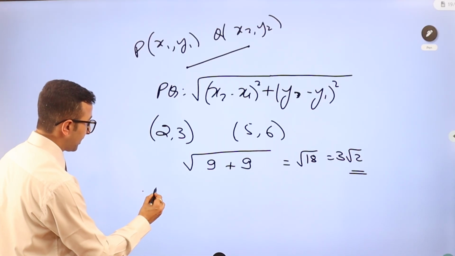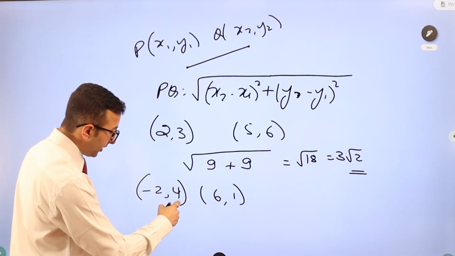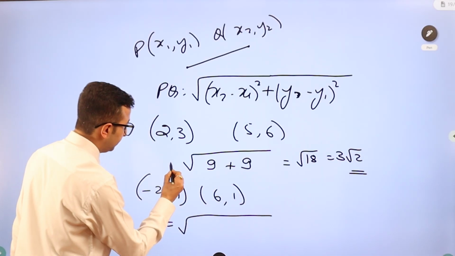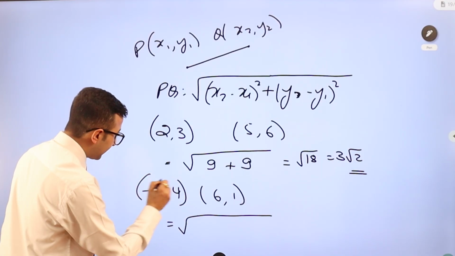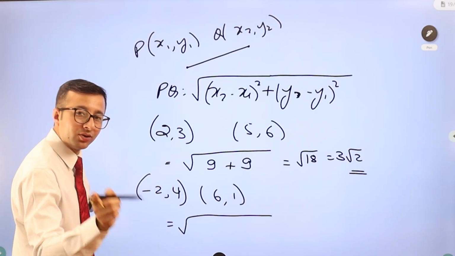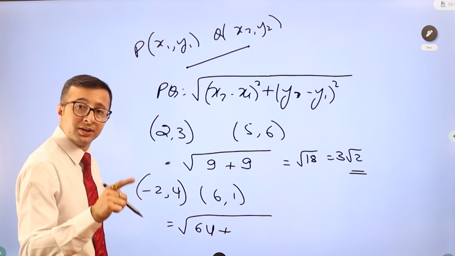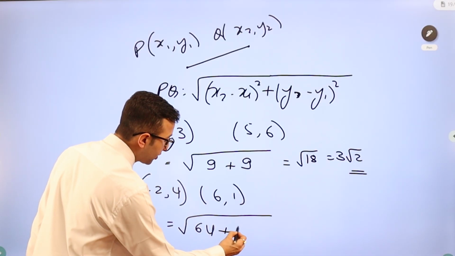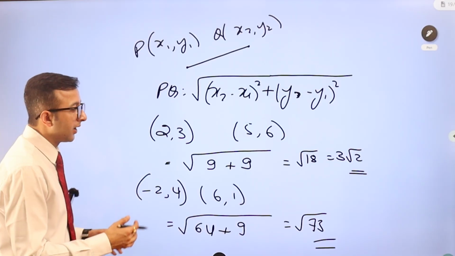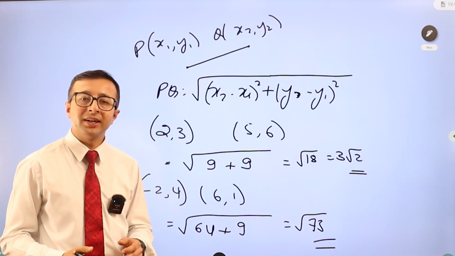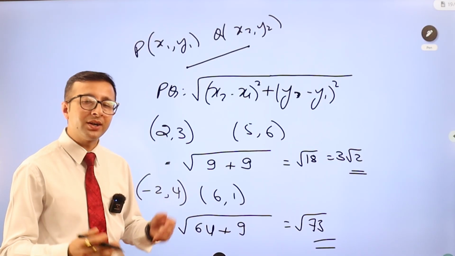Suppose you have negative numbers, like (minus 2, 4) and (6, 1). Under this case, square root. For minus 2 and 6, you have to check x only. 6 and minus 2 have opposite signs, so go for addition. 6 plus 2 is 8. 8 square is 64. And 4 and 1 have the same sign, so subtract: 4 minus 1 is 3. 3 square is 9. So it gives us the square root of 73 units. If you use this trick, it will take less time to check what type of quadrilateral or what type of triangle the given coordinates form.